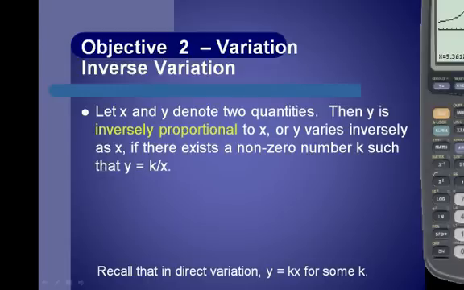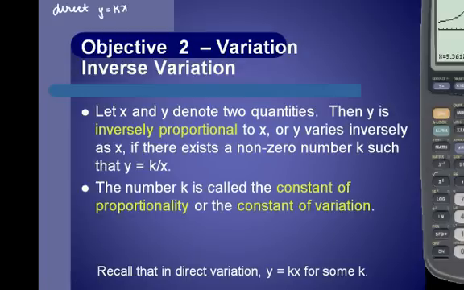Well, if you'll remember a few topics ago, we did direct variation. Direct variation was where we set it up y equals k times x for some k. Well, for inverse variation, we're going to do it a little different. Let x and y denote two quantities. Then y is inversely proportional to x, or y varies inversely as x, if there exists a non-zero number k such that y is equal to k over x. The number k is called the constant of proportionality or the constant of variation.